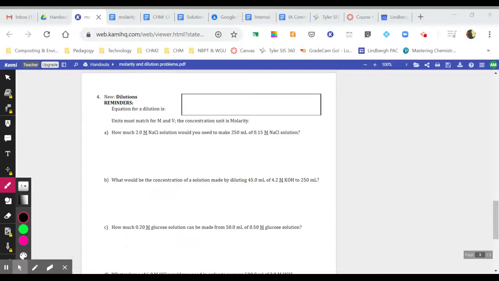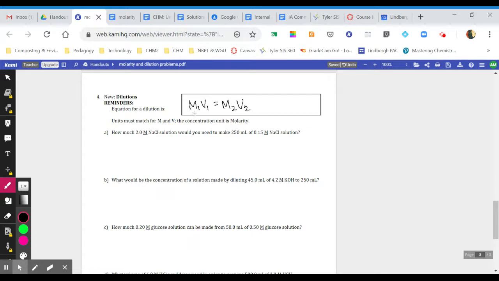So this last video is about dilutions, and the equation for dilutions is going to be very familiar. It's M1 V1 equals M2 V2. Looks a lot like our Boyle's law from gas laws, where it was P1 V1 equals P2 V2. But of course, this time we're using molarity and volume instead of pressure and volume.